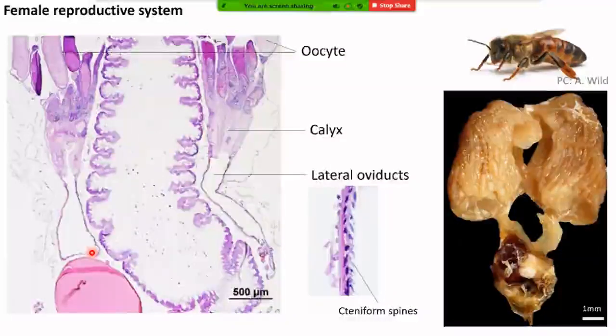And the reproductive canal starts with the calyx, which really is like a funnel structure that catches the egg and directs it from the ovary into the tubular portion, which is the lateral oviducts, seen on this histologic image here on the left and the right. Now, the cool part about lateral oviducts is that inside the lumen, there are these chitinous septaniform spines that promote unidirectional movement of the egg from the ovary downwards into the reproductive canal.